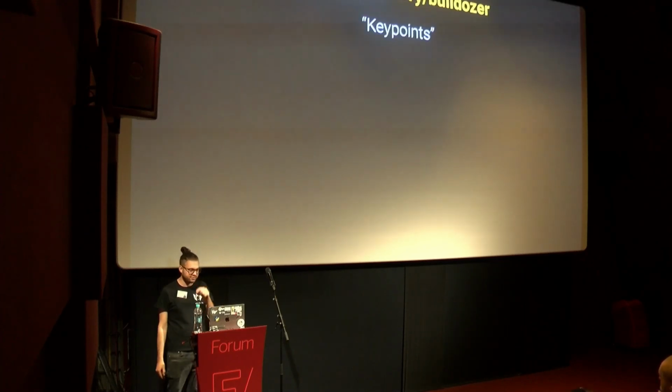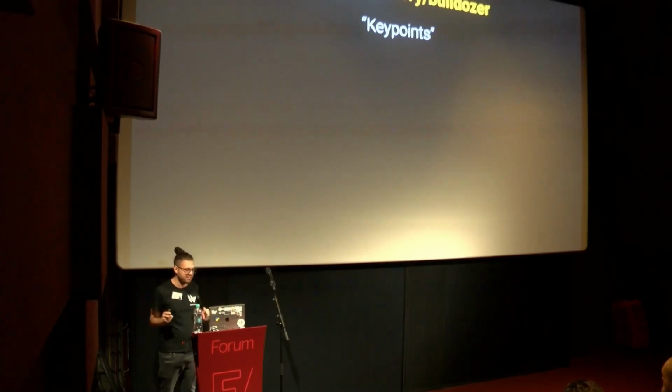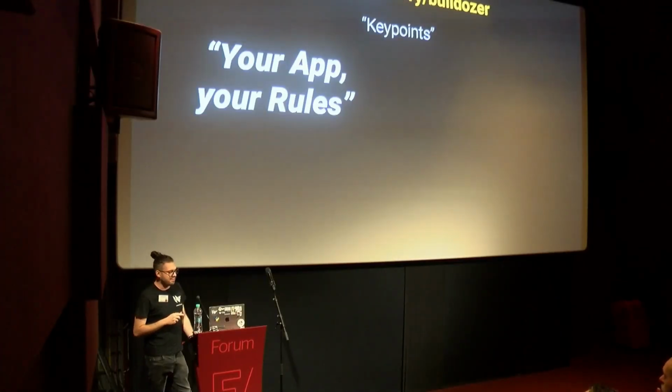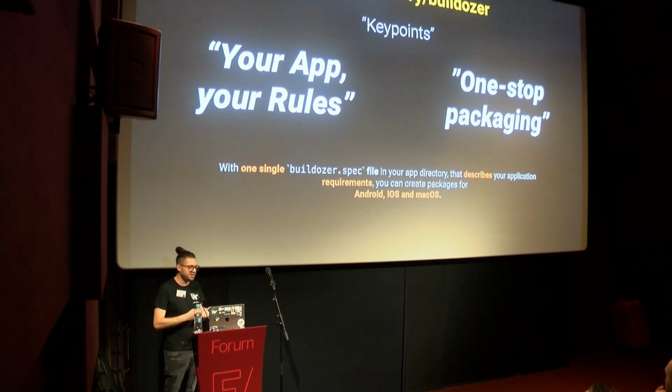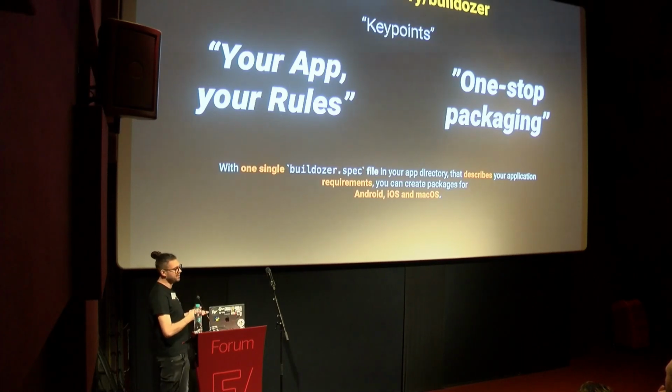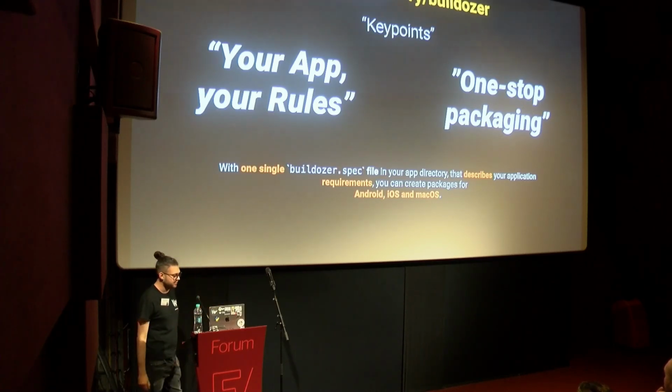And then we have Bulldozer. What is Bulldozer? Let's start by talking about the key points of Bulldozer. Your app, your rules, and one-stop packaging. Why? Because with one single Bulldozer.spec file in your app directory that describes your application requirements, you can create packages for Android, iOS, and macOS, and support for Linux and Windows is coming.